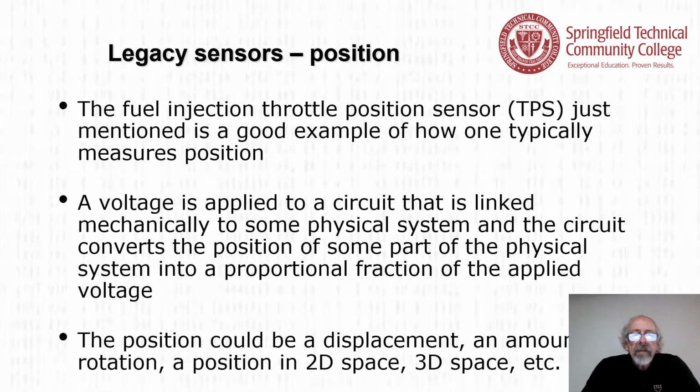So let's take a look at some legacy sensors like position. The fuel injection throttle position sensor, the TPS, just mentioned, is a good example of how one typically measures position. A voltage is applied to a circuit that is linked mechanically to some physical system, and the circuit converts the position of some part of the physical system into a proportional fraction of the applied voltage. The position could be displacement, an amount of rotation, a position in 2D space or 3D space, etc.